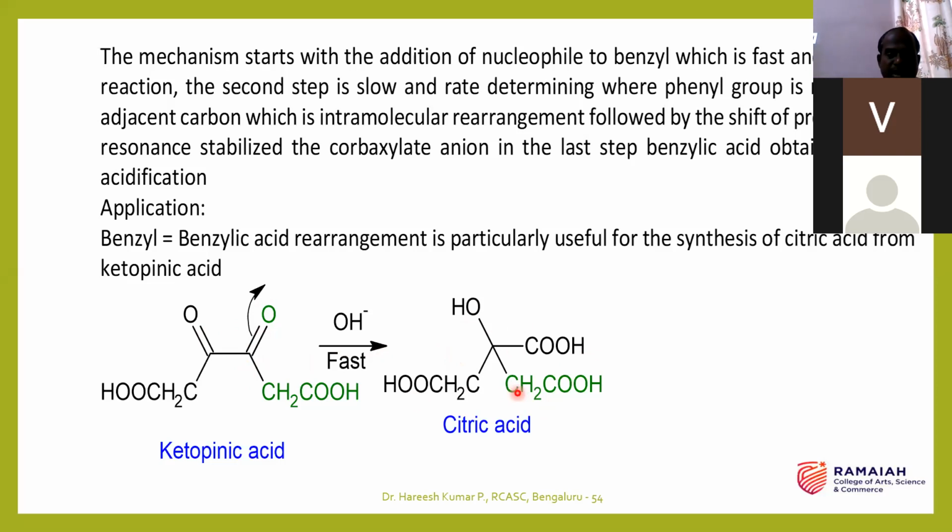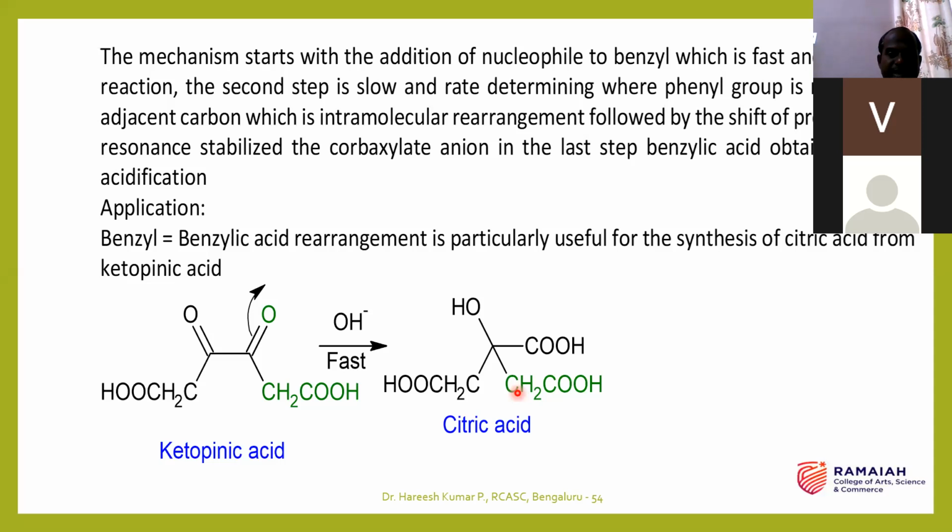So this is about benzilic acid rearrangement. Up to this, what have we learned? We learned about the Wagner-Meerwein rearrangement, the allylic rearrangement, the pinacol rearrangement, the Hofmann rearrangement, the Beckmann rearrangement, the Baeyer-Villiger oxidation, and also benzilic acid. So these are the 7 rearrangements under the chapter called rearrangement.